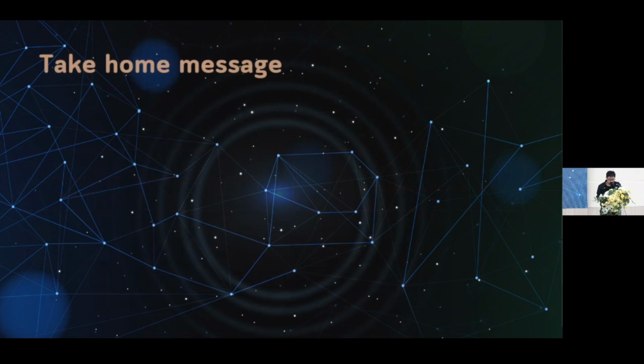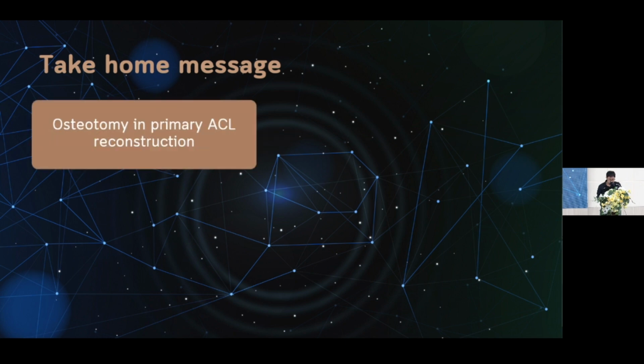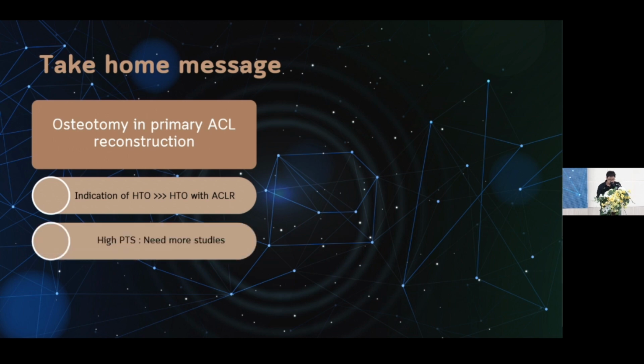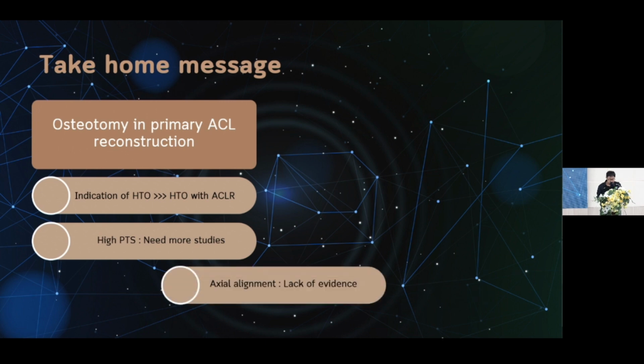In conclusion, returning to the question, when to consider osteotomy in ACL injury, it must first be categorized as primary or revision. In the case of primary ACL injury, if the patient has coronal malalignment and an indication for high tibial osteotomy, combining high tibial osteotomy with ACL reconstruction provides good results. However, in cases with tibial slope greater than 12 degrees, slope-reducing osteotomy is gaining more evidence, although further studies with larger sample sizes are needed. As for axial alignment, there are still insufficient data.